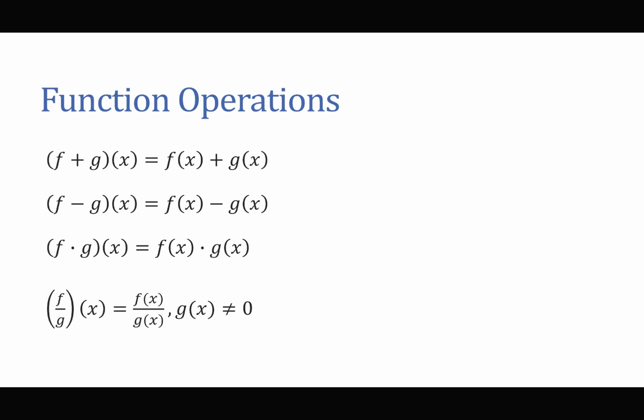We'll do some examples to clarify how these work. And you can see on the last one with division, it says g of x cannot equal 0. Again, we can never divide by 0. So we always need that numerator, or I'm sorry, the denominator, to be a number. It can be a negative number, but it simply cannot be 0.